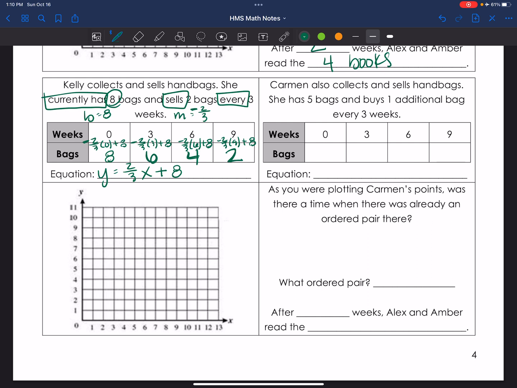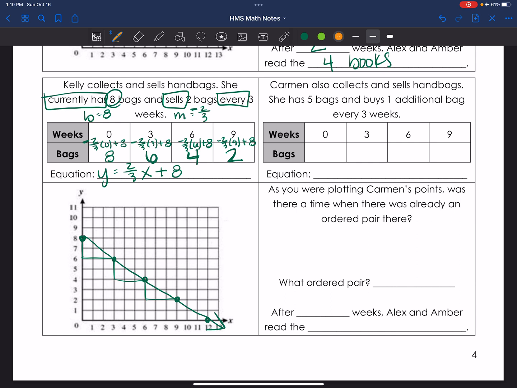So let's go ahead and graph these ordered pairs. When x is 0, y is 8. When x is 3, y is 6. Looks like we're going down 2 over 3, which should make sense. Down 2 over 3. When x is 6, y is 4. Down 2 over 3, right? Because my slope is negative 2/3. Cool. Set up our first linear equation. Beautiful.